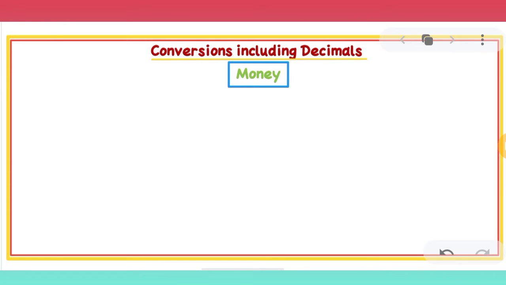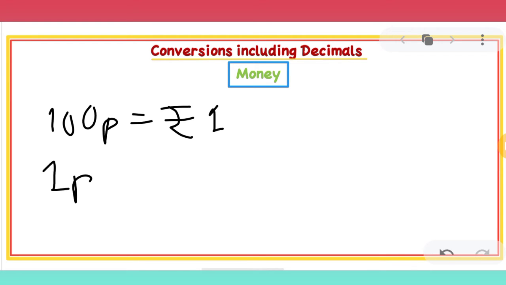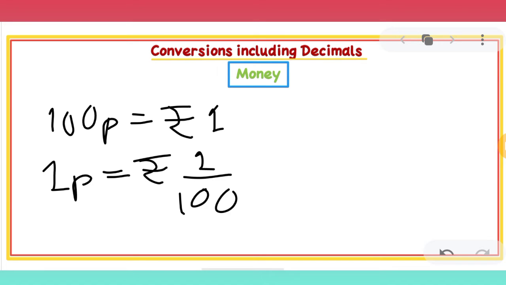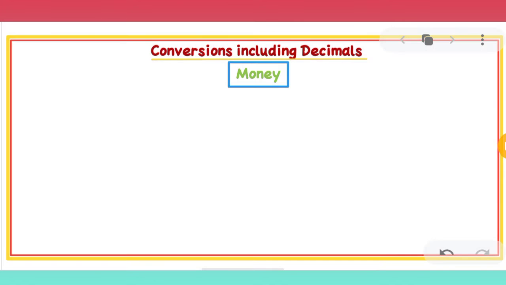Our next topic is conversions including decimals. Let's first take money. We know that 100 paise is equal to 1 rupee. Similarly, 1 paisa will be 1 upon 100 rupee. That means if we convert it to decimal, we will get 0.01. So similarly, we can convert any paisas into rupee using decimals.